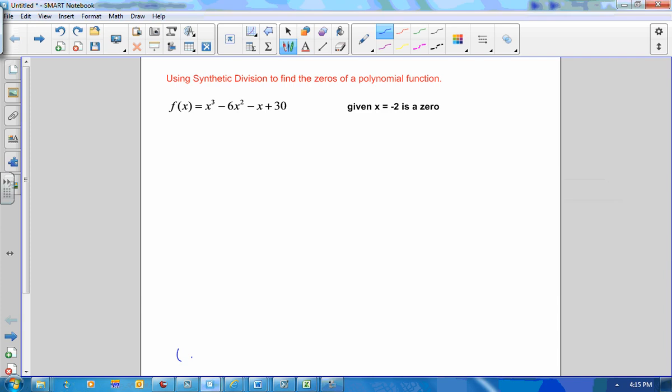We're going to be using synthetic division to find the zeros of a polynomial function. So we'll start with the zero that we've been given. We've been given -2 as a zero of the polynomial f of x. And then we want to write down the coefficients of the polynomial in descending order. So 1 is the coefficient of the x cubed term, -6 is the coefficient of the x squared term, -1 is the coefficient of the x term, and 30 is my constant.